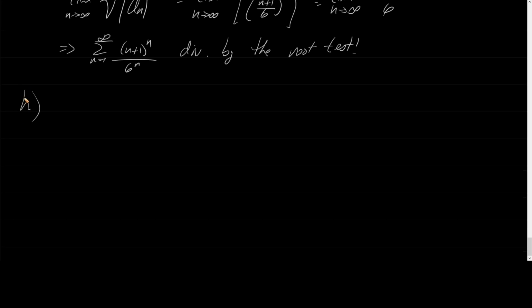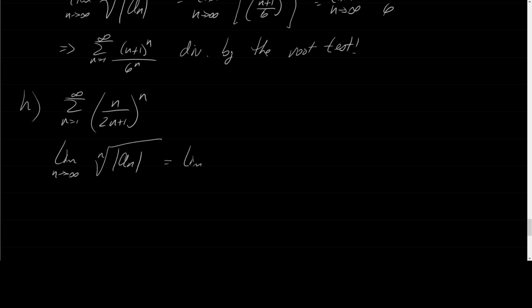Let's say that we had the summation from n is 1 to infinity of n over 2n plus 1, to the n. All right, and in here, what are we going to do? We're going to apply the root test. So we have the limit as n goes to infinity of the nth root of the absolute value of a sub n. And what does that mean? That means the limit as n goes to infinity of something to the 1 over n. And that something is this thing, right? n over 2n plus 1 to the n.